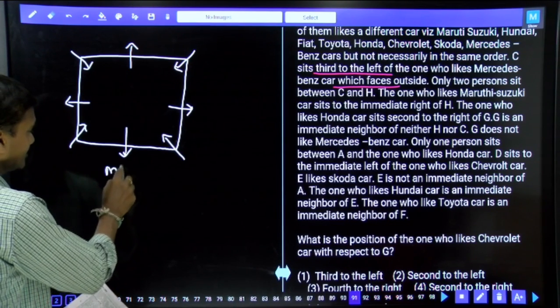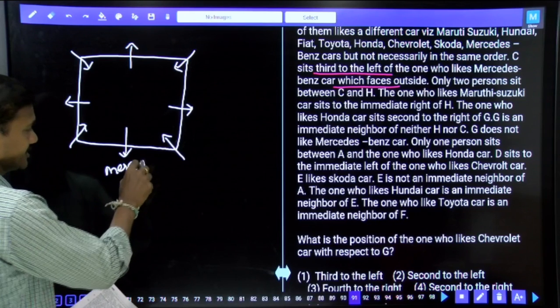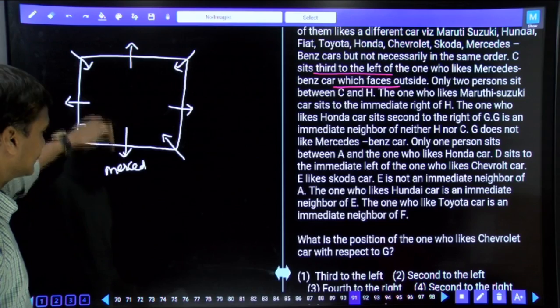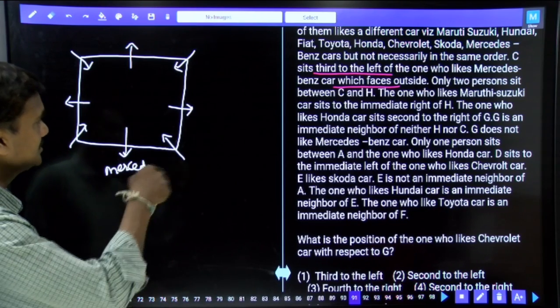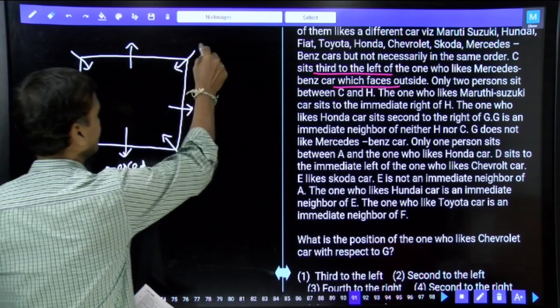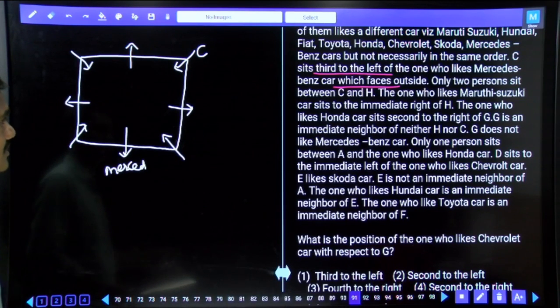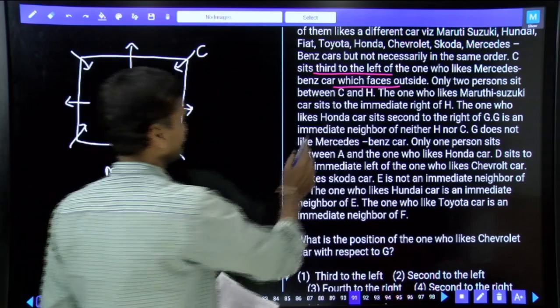In these type of questions we should always check the direction regarding any element. Now the one who owns Mercedes is facing away from the center. Then C sits out to the left. 1, 2, 3, C must be here. Are you following this or not? C sits out to the left of the one who likes Mercedes Benz.